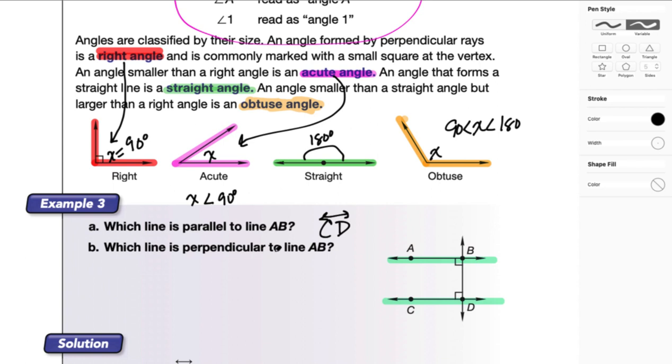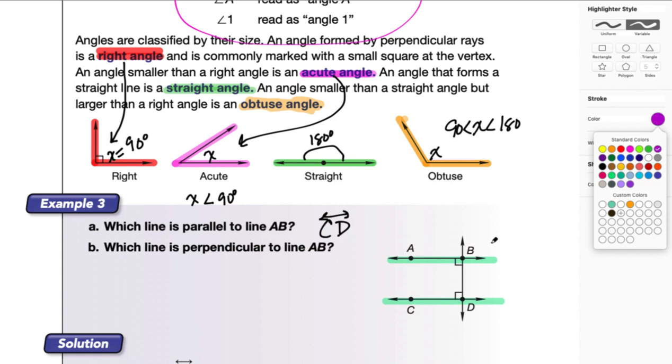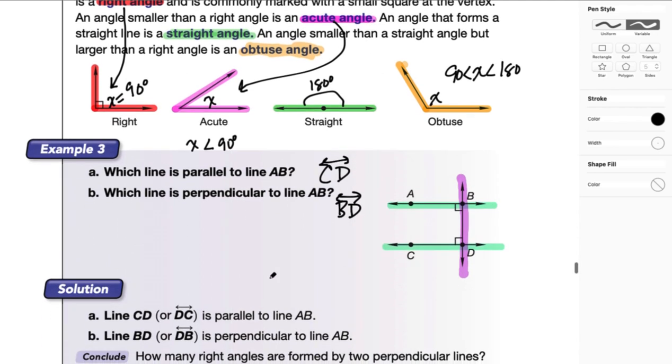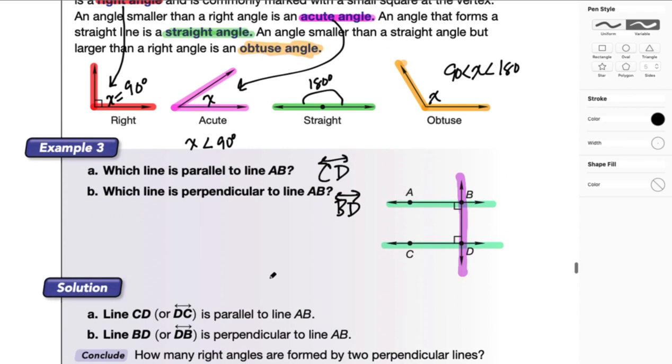Which line is perpendicular to AB? So here's AB. We remember that perpendicular means that it forms a 90-degree angle. And so we're talking about this line BD here is perpendicular to AB. And so I'm going to write that line BD or line DB, right? I can name it the other way, but that line is perpendicular. And you can see that the textbook agrees.